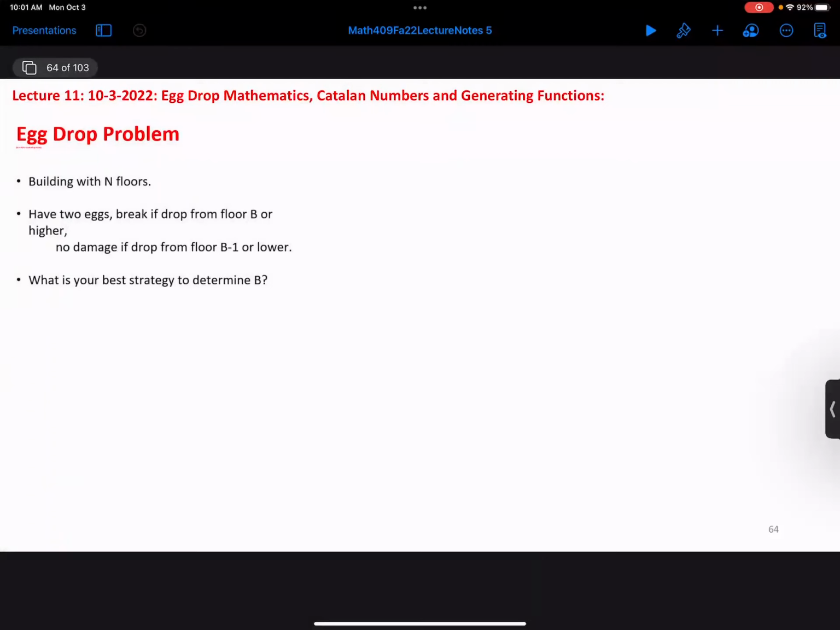What I want to do is a little bit more on the egg drop problem, and then I want to talk about Catalan numbers. These were things you were supposed to be thinking about at home. Some of these questions are easy, some of them are significantly harder. The goal is to come to class prepared for conversations.